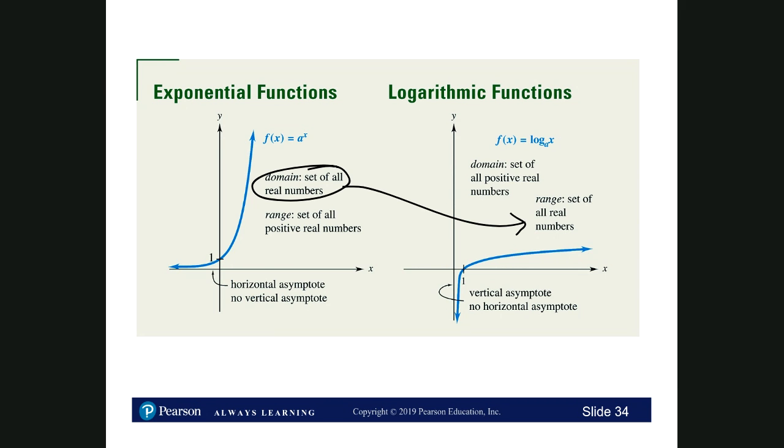The range of an exponential is the domain of a logarithmic function. Here we have a horizontal asymptote, and here we have a vertical asymptote, which happens to be x equals 0, or the y-axis, and here the horizontal asymptote is y equals 0, or the x-axis.